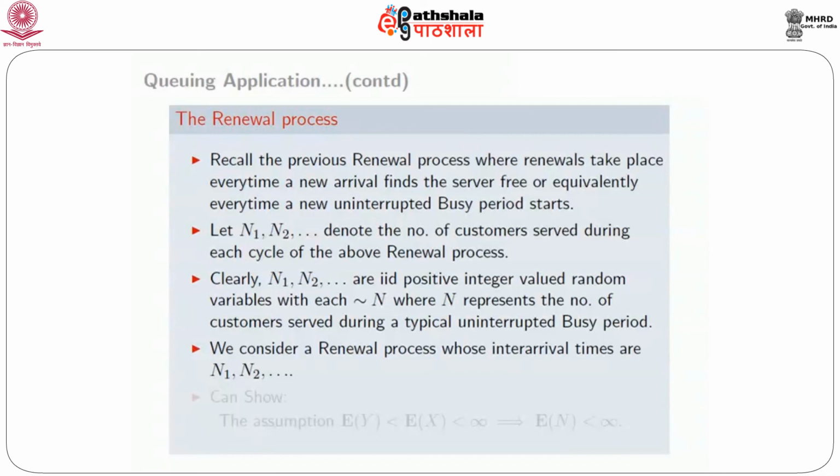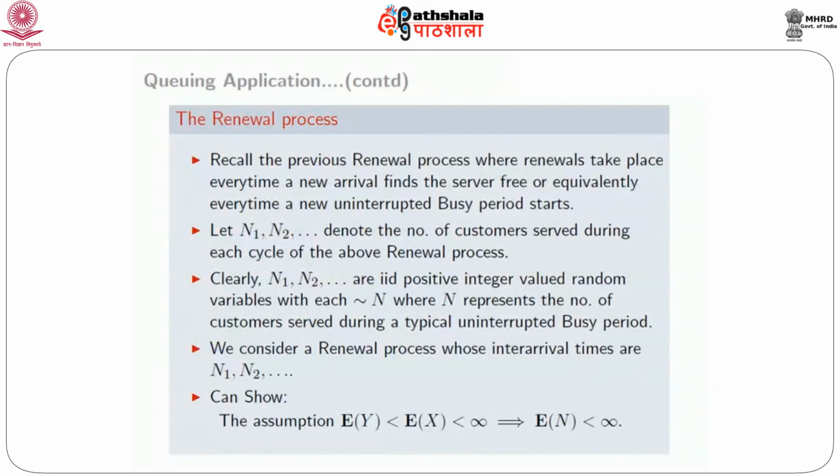Now we want to consider a renewal process whose interarrival times are these N1, N2, etc. Recall that each of these has to take value at least 1, because an uninterrupted busy period starts with a new arrival finding the server free. So at least one customer is going to be served in any uninterrupted busy period. So N1, N2, etc. are not only IID, they also take values greater than or equal to 1. One can show that the same assumption that we made before, EY less than EX finite, implies that EN is also finite.